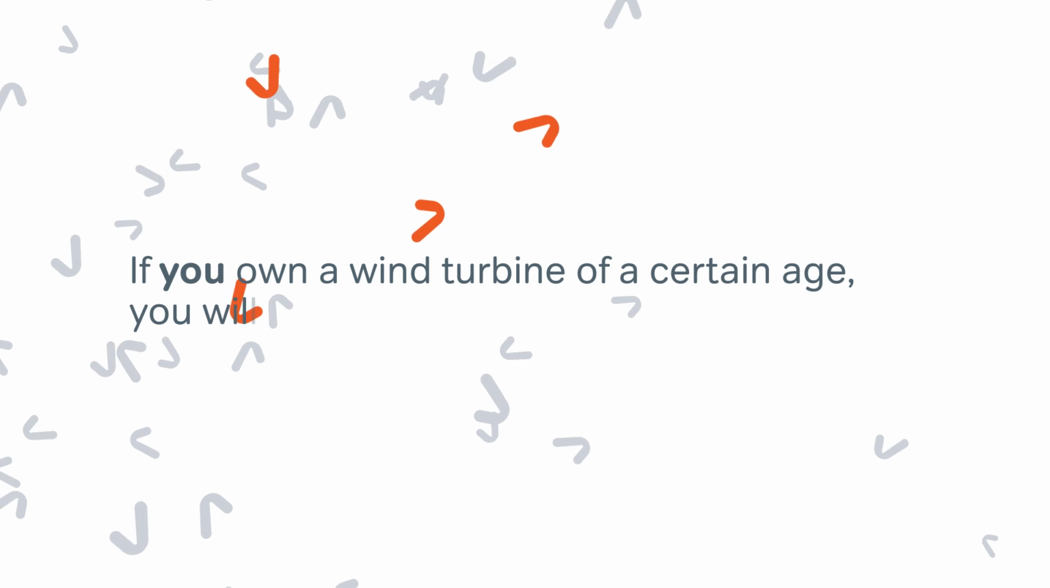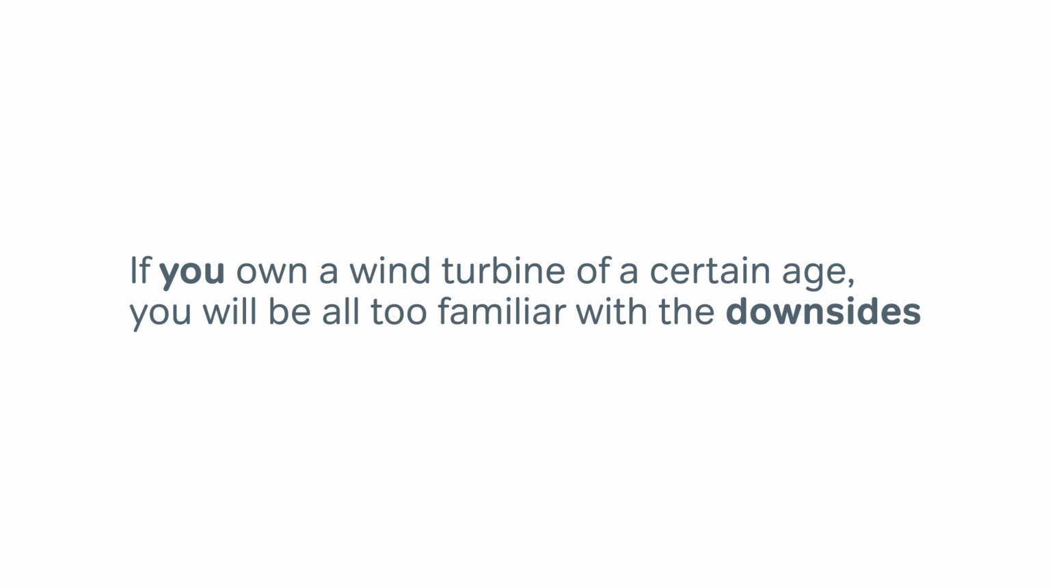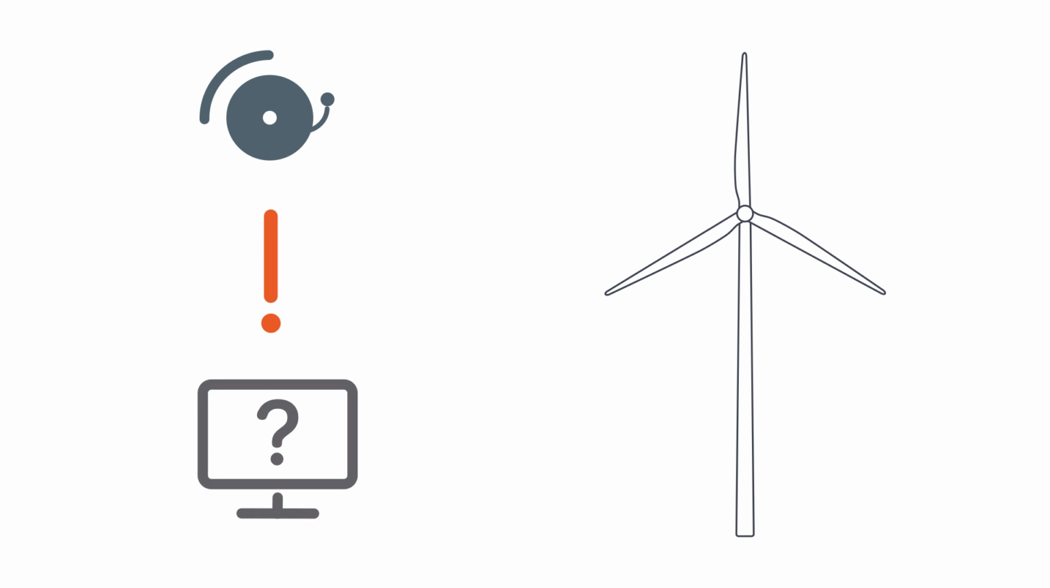If you own a wind turbine of a certain age, you will be all too familiar with the downsides. Having to visit the turbine to reset all alarms rather than being able to do it remotely. Being taken by surprise instead of optimizing your service plans and schedules. Or lacking the data to accurately determine failure root causes. All problems that hamper the performance of your turbine.